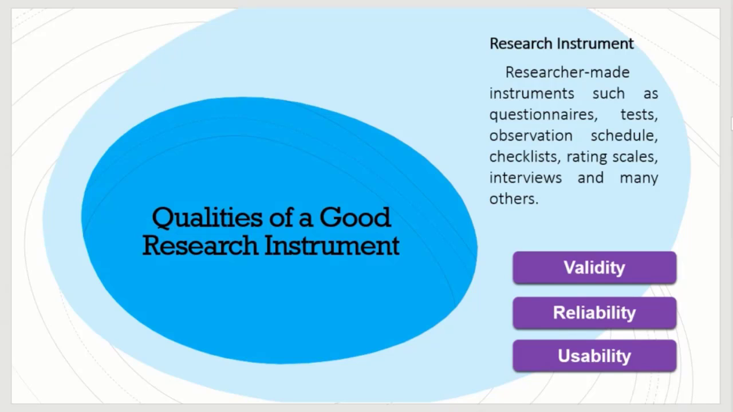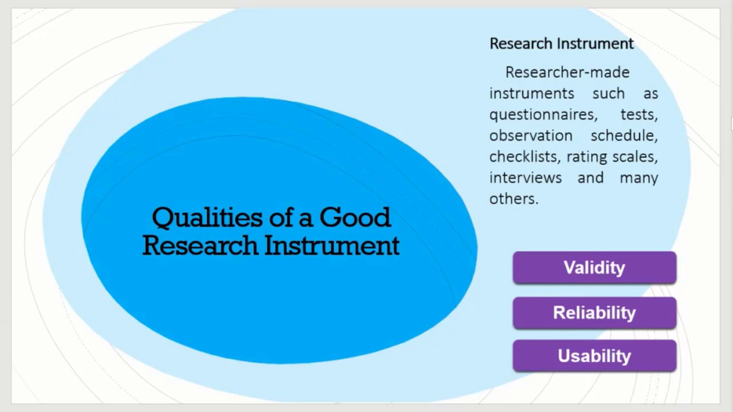For example, if you're going to study the quality of the water in a certain municipality, then probably before conducting the research itself, you will first have small feasibility studies. So in itself, you are still gathering data, right? Whatever that data is, you are going to use a research instrument to be able to gather data. A research instrument is a researcher-made instrument such as questionnaires, tests, observation schedules, checklists, rating scales, interviews, and many others used in a research study.